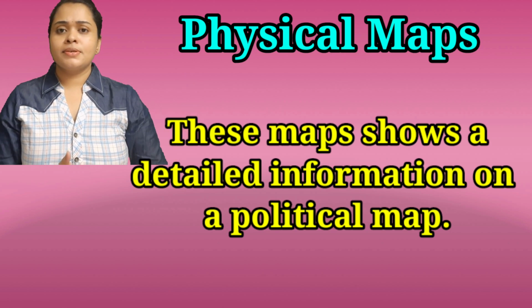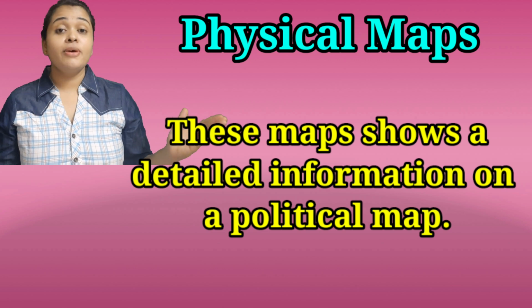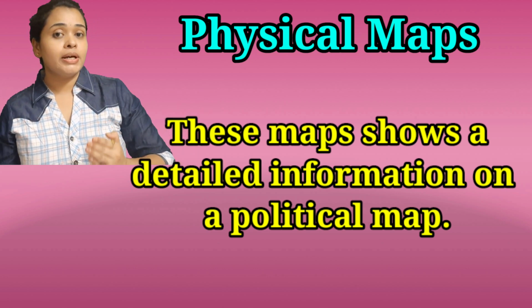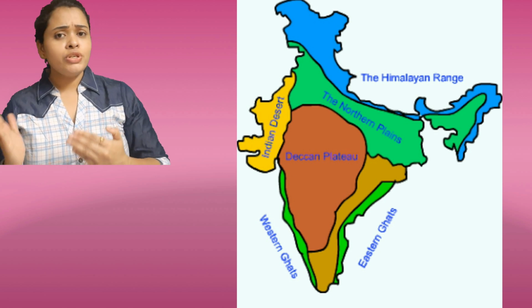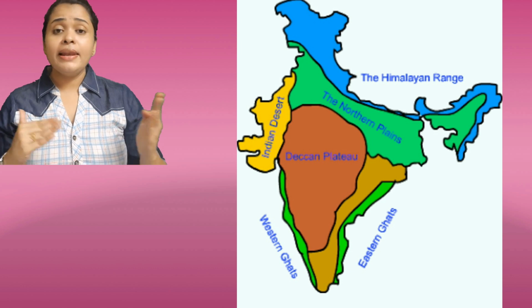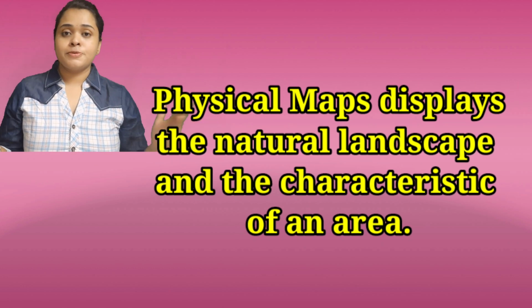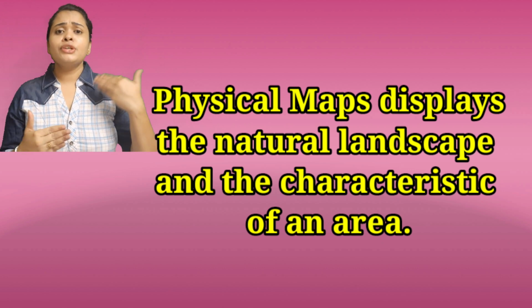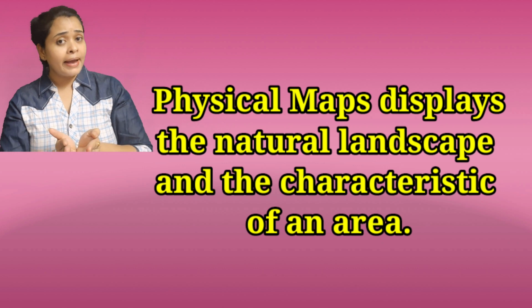Physical maps. These maps show detailed information on a political map. They show mountains, plateaus, plains, valleys, etc. Physical maps display the natural landscape and the characteristics of an area.